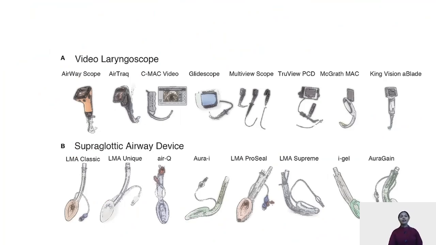We have various kinds of LMAs and videolaryngoscopes. In the last class, I had forgotten to show you the picture of the videolaryngoscope. So this is the videolaryngoscope, which can be connected to a monitor, or it could have a screen which is connected to the blade itself. We have various kinds of supraglottic airway devices.